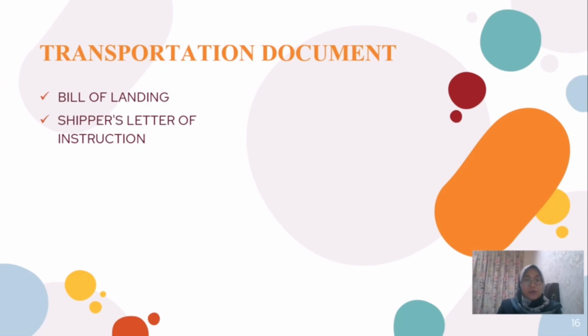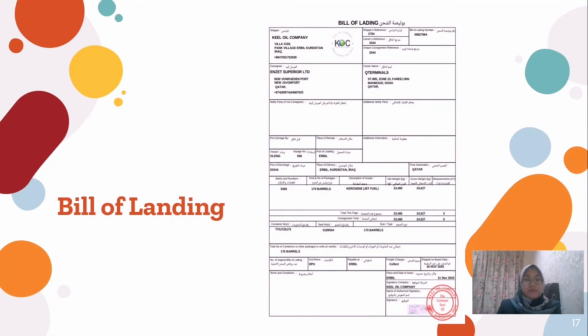The third commercial document is the transportation document, which we have two: bill of lading and also shipper's letter of instruction. Bill of lading is a document issued by the carrier to the shipper or exporter. A bill of lading is a form of contract between the carrier and the shipper as an agreement to transport the good for a specific amount. This bill of lading has been prepared by our exporter, which is Kiel Oil Company, to the courier.